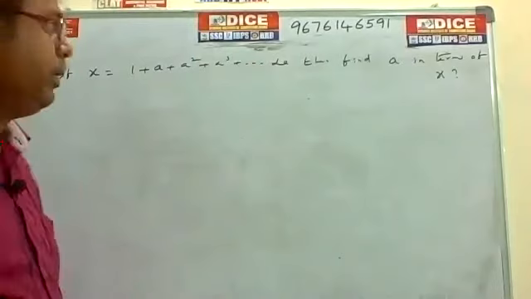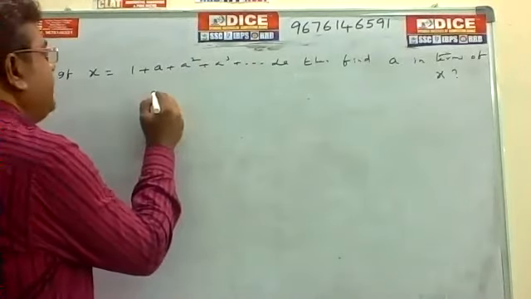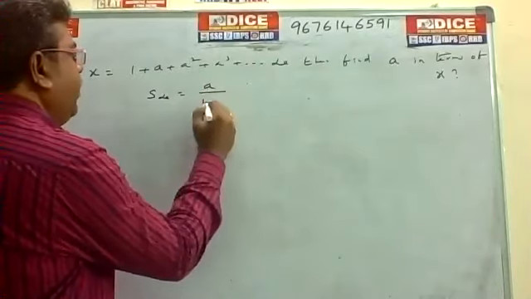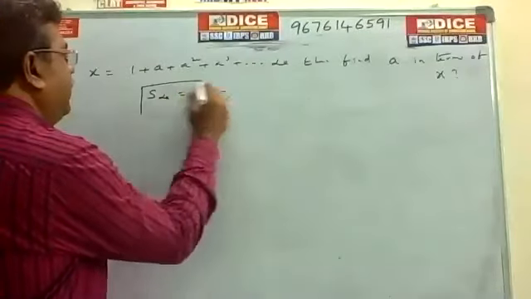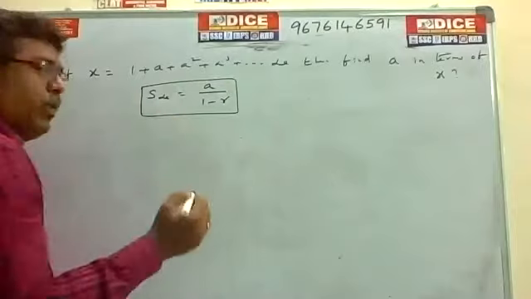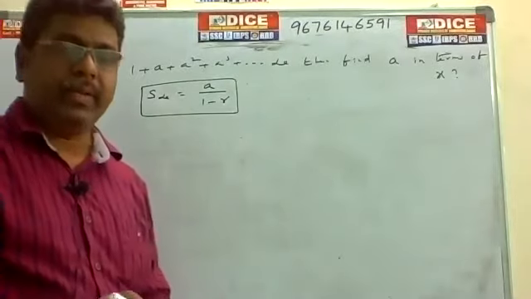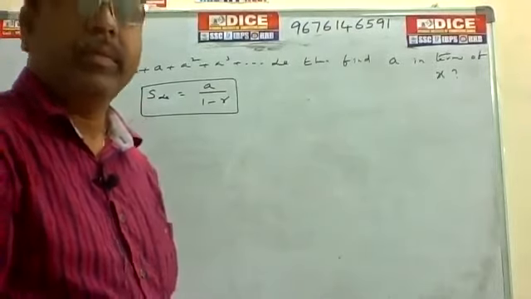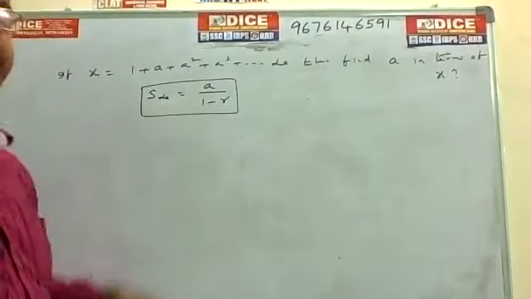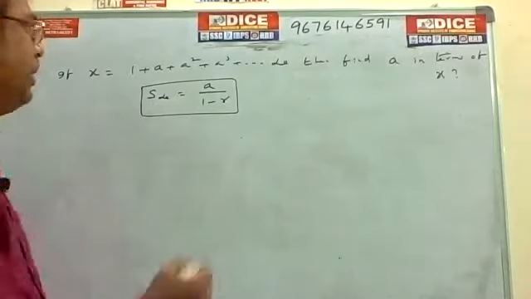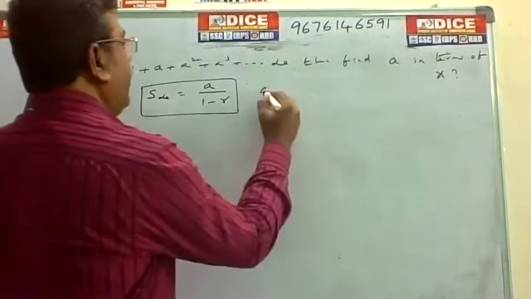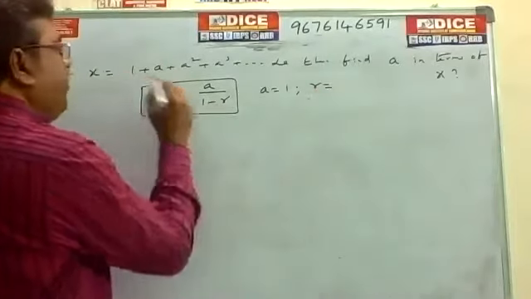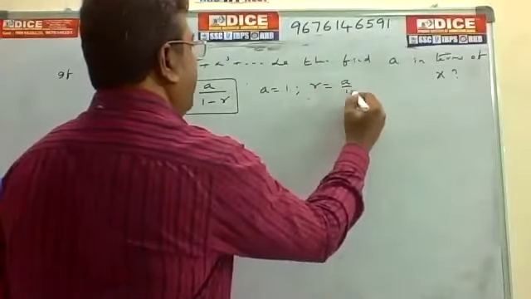The formula for S infinity is a by 1 minus r. Here a is equal to 1, and r is equal to the second term by the first term, which is a by 1, so r is a.